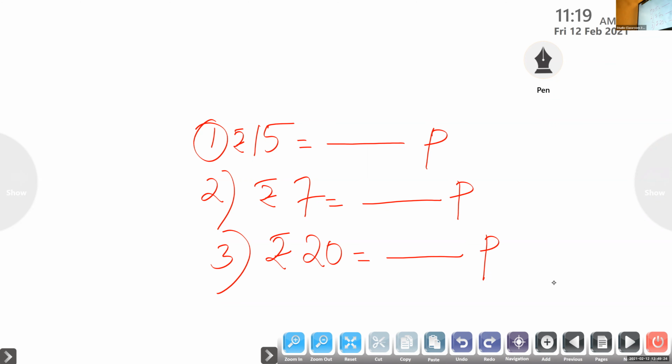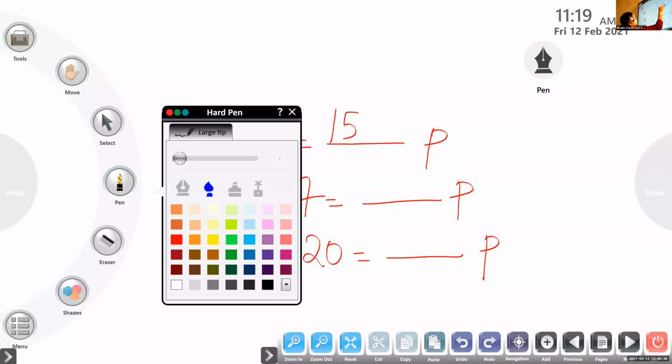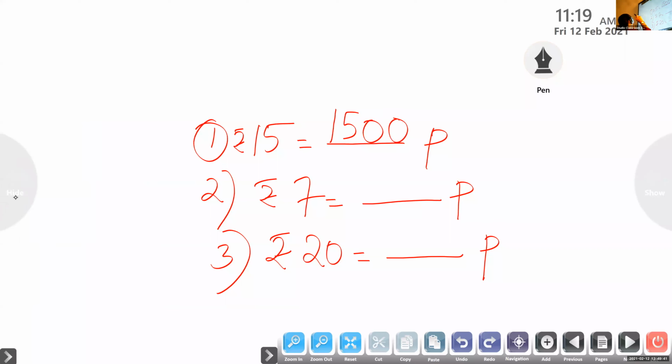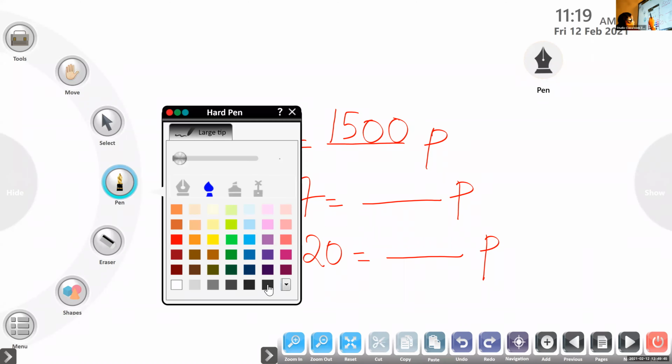Okay, now first one, Aditi. Rupees 15. 1,500. Very good. So children, what you have to do? Write 15, then you have to add how many zeros? You have to add only 2 zeros.